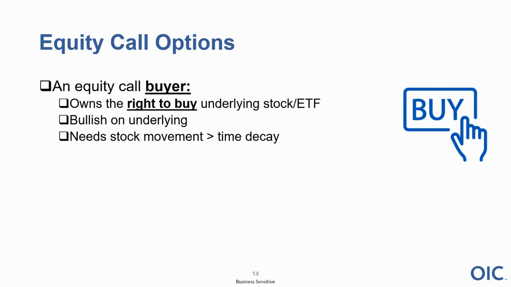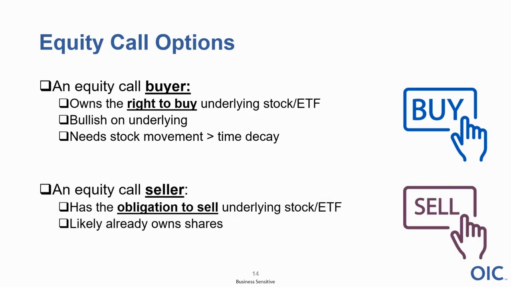But the point being is when you buy a call, you need that stock to move somewhere. If the stock doesn't move at all, or if the stock goes down, then you're going to lose money on that trade. So we're bullish on the underlying when we buy calls. We need that stock to move. Typically, we need that stock to increase in value. When we sell calls, now that's going to create an obligation for the seller. They are going to be obligated to sell that stock, again, at that strike price within a specific period of time.